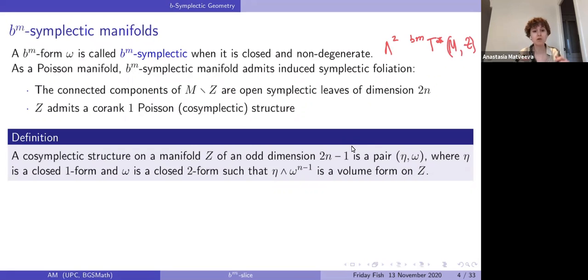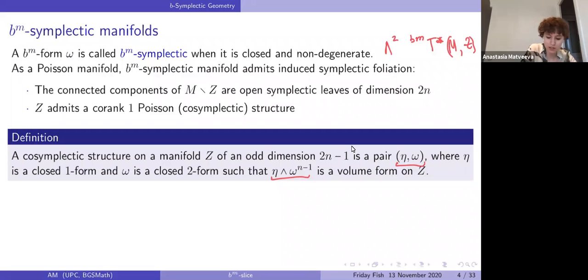Okay, so if we look at it as a Poisson manifold, we understand that it admits an induced symplectic foliation. The connected components of M without Z will be open symplectic leaves of dimension 2n, and then Z itself admits a corank 1 Poisson structure that's called cosymplectic. The cosymplectic structure here is when we have an odd dimensional manifold Z, and a pair of forms, a closed 1-form eta and a closed 2-form omega, such that the wedge product of eta with omega to the power n-1 is a volume form on Z.